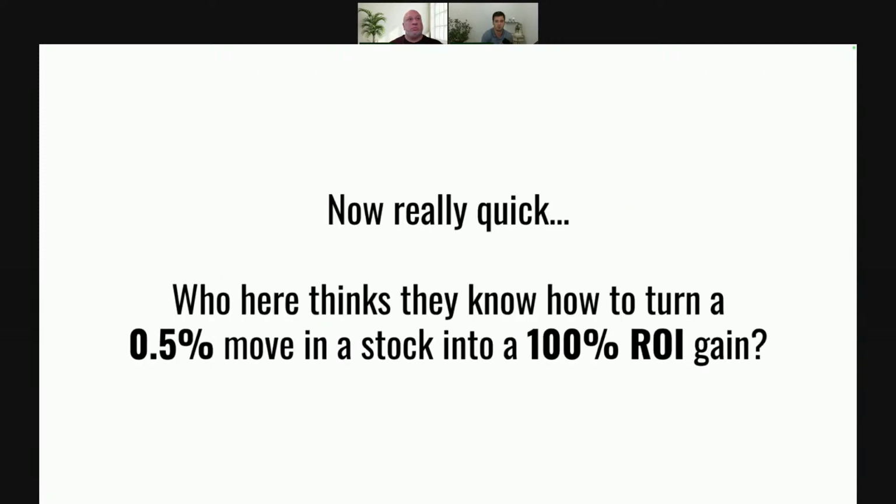Now, really quick for you newer folks here, who in this room thinks they know how to turn a 0.5% move in a stock into a 100% ROI gain? And I do truly mean 100% return on investment. There's no fancy math here. This is as straightforward as it gets. You put in $1, you have the opportunity to walk away with $2. Put in 500, opportunity to walk away with 1,000. So if you know how to turn a 0.5% move in a stock into a double, post in the chat.